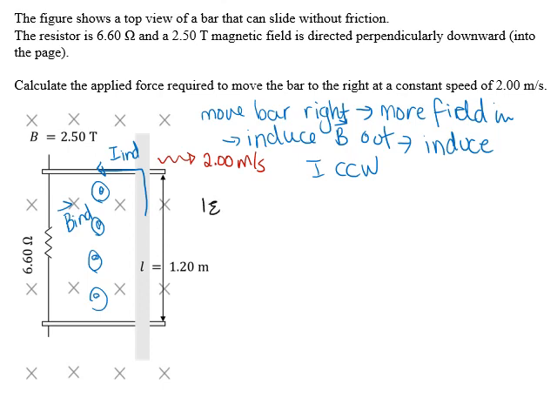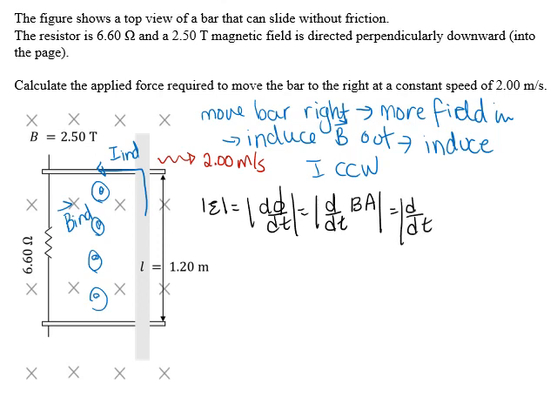The magnitude of the induced potential is the change in flux with respect to time. Flux is equal to the magnetic field dotted with the area. Those two are perpendicular, so we're left with B times A. The area of the loop is the length times the width. The width is down here in the horizontal direction. B and L are constants, so we've got B times L times dW/dt. That's just the speed of the loop. That's your 2 meters per second.